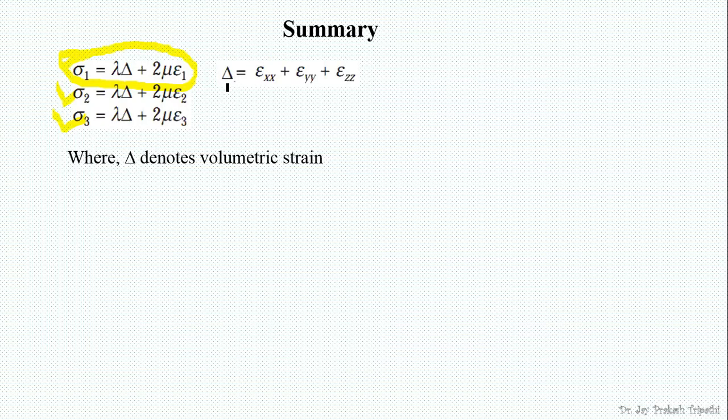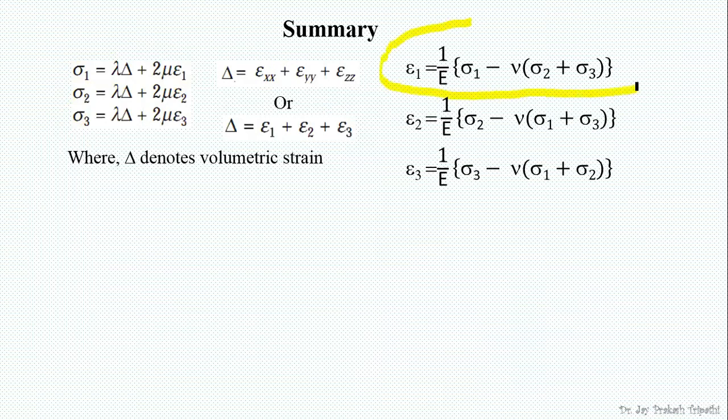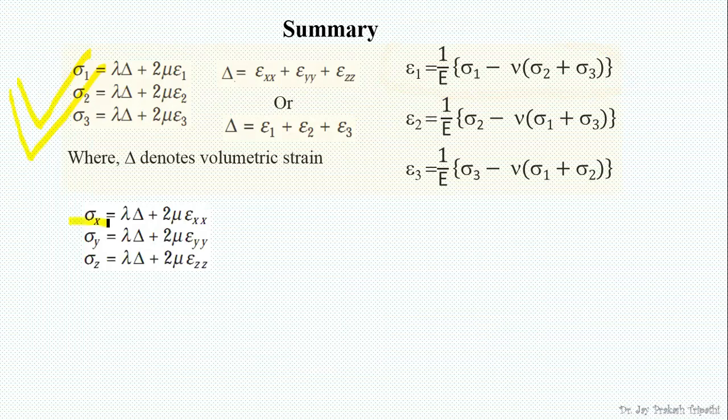So this delta can be obtained by summation of these rectangular strain components with respect to the coordinate axis reference frame, or this delta can also be obtained by summation of epsilon 1 plus epsilon 2 plus epsilon 3. So also remember this expression which we have already learned from the elementary strength of material. Now let's write all these expressions with respect to the coordinate reference frame. So we will get sigma x is equal to lambda delta plus 2 mu epsilon xx.